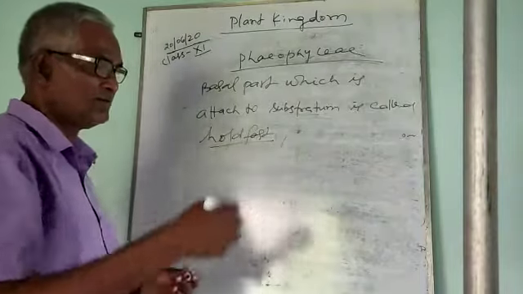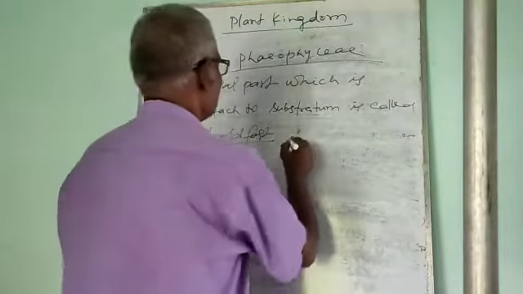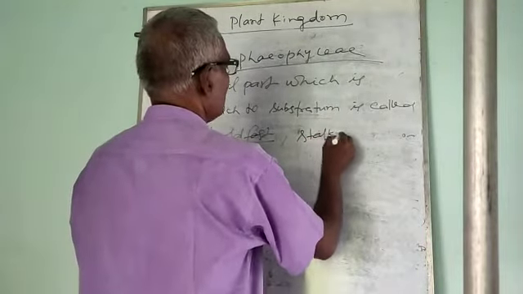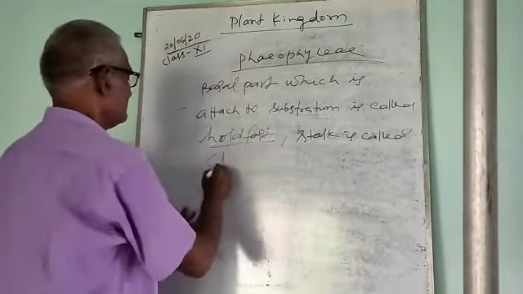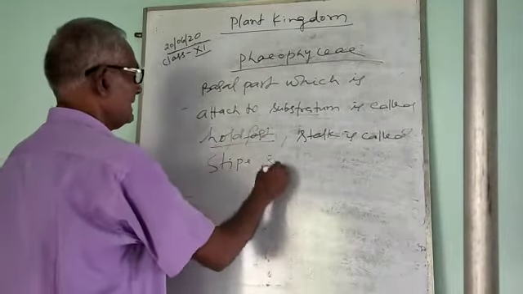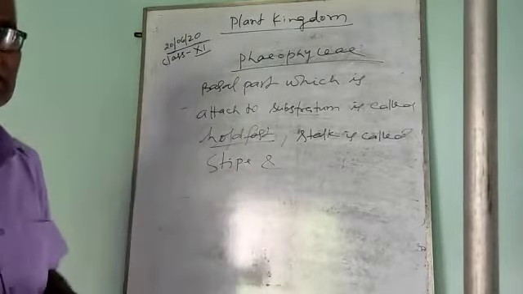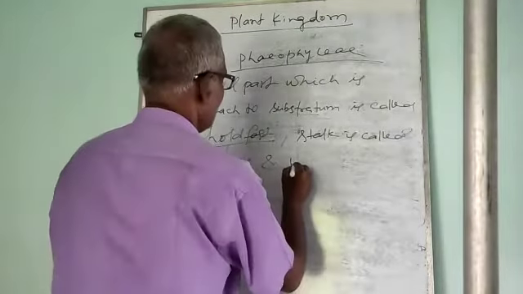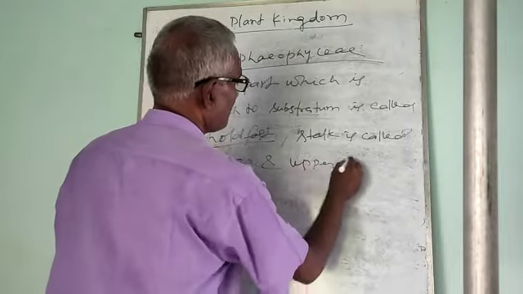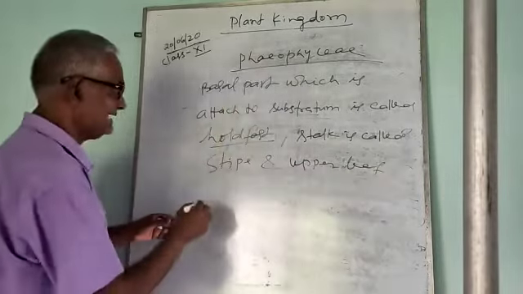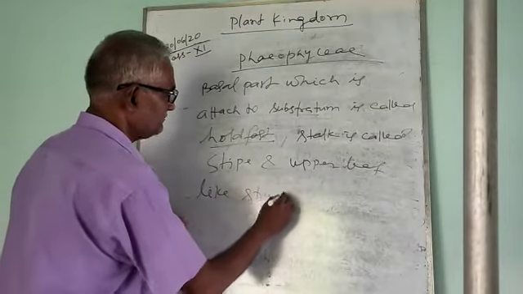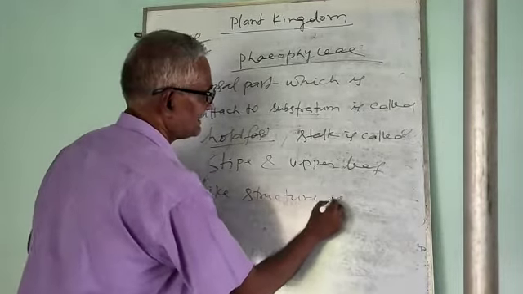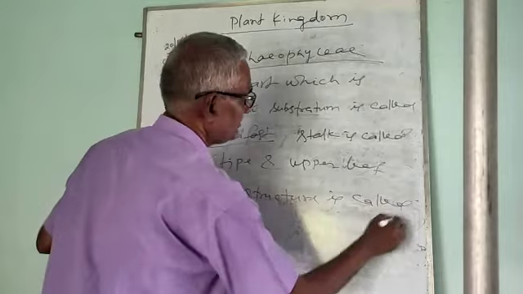A stalk is called a stipe, and the upper leaf-like structure is called the frond.